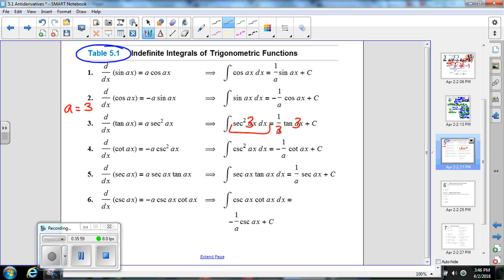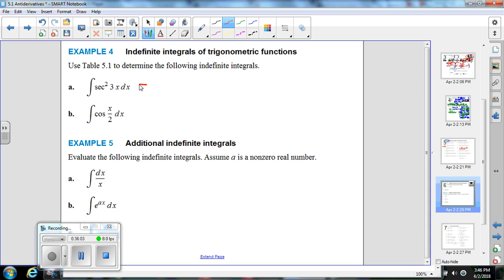I'm going to forget that. So 1/3 tangent of 3x plus c. That's it? Okay. Because you know the derivative of tangent is secant squared, right? Okay. All right. Now for the next one, think of that 1/2.